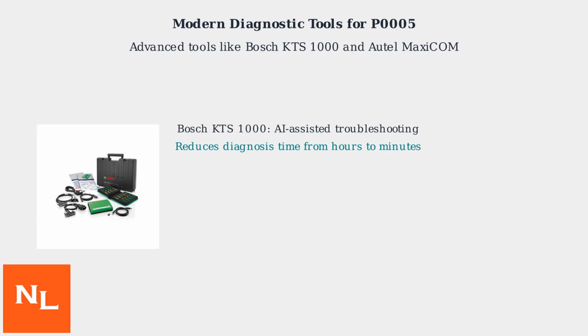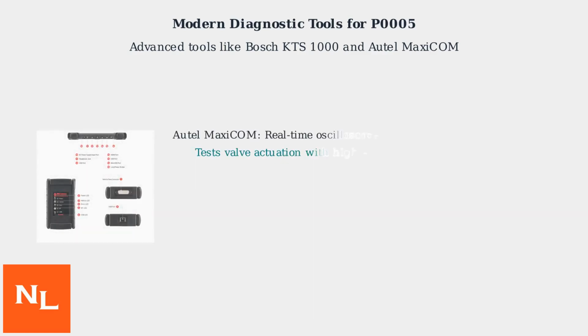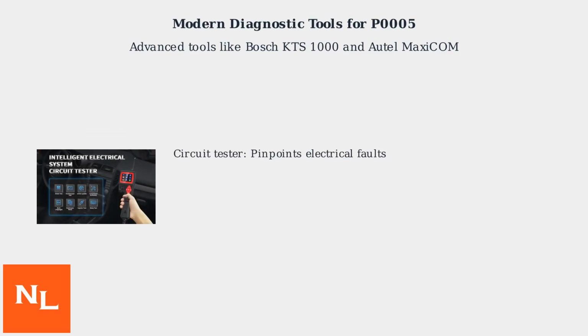The Bosch KTS1000 uses AI-assisted troubleshooting to identify circuit issues quickly. This tool reduces diagnosis time from hours to minutes by analyzing electrical signals automatically. The Autel MaxiCom provides real-time oscilloscope functions for testing valve actuation. It ensures high accuracy when checking the fuel shutoff valve control circuit. Circuit testers like the one shown help pinpoint electrical faults directly.